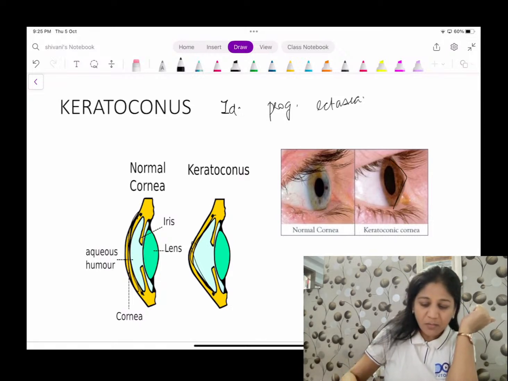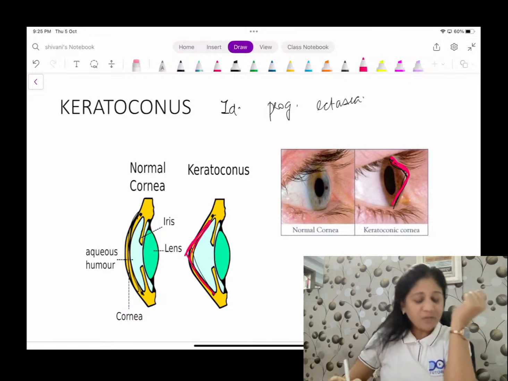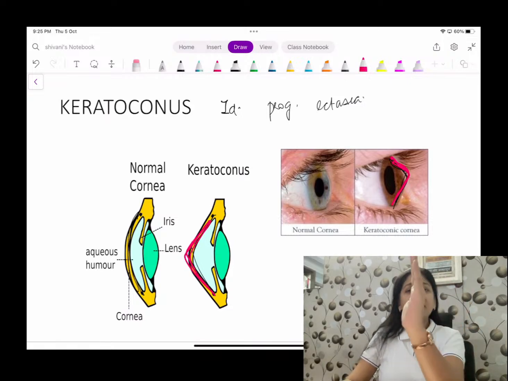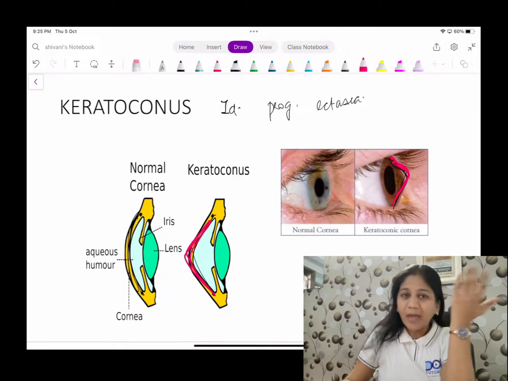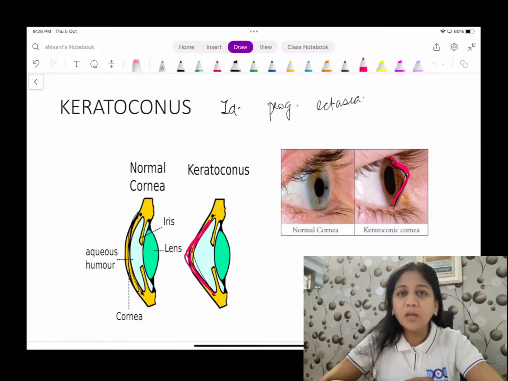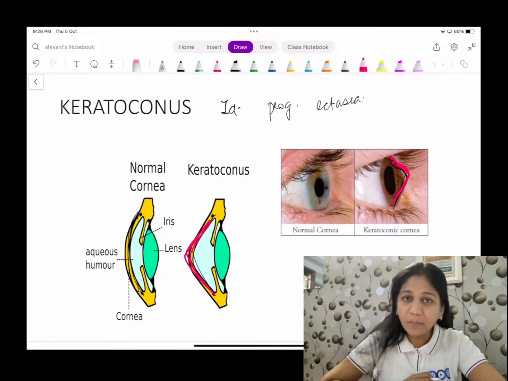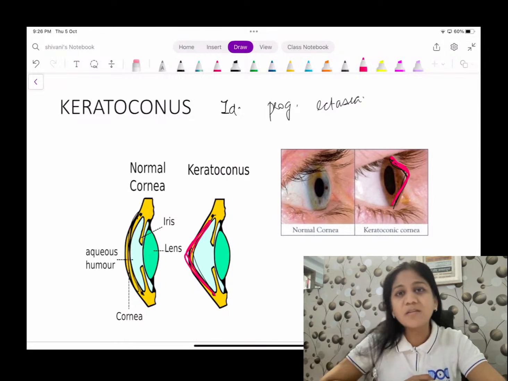There is a progressive conical shape of the cornea like that, isn't it? So please remember, if the cornea is progressively becoming conical, what will happen to the refractive error? Refractive error can never be stable, isn't it? That's why these patients are not comfortable, because their glass number, their contact lens number is not stable.